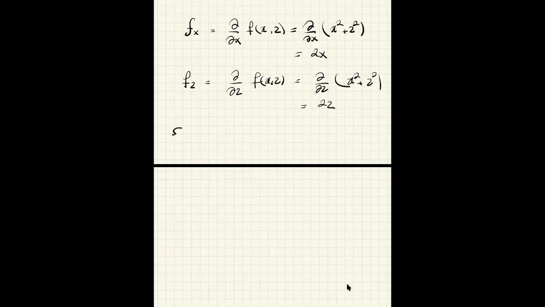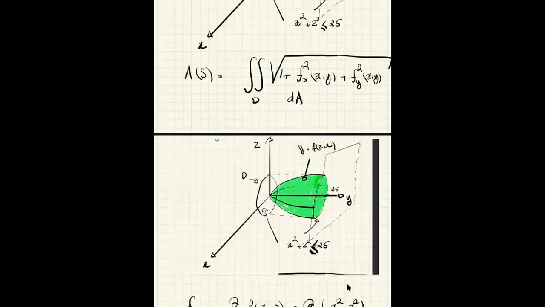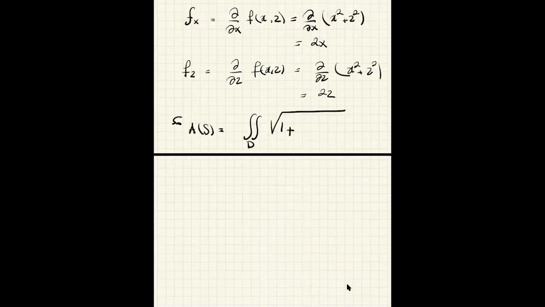So the surface area is the integral over the region D, square root of 1 plus 4x squared plus 4z squared dA, right? Now it's a double integral as you've been doing lately. Now you can even remove this one and say this.